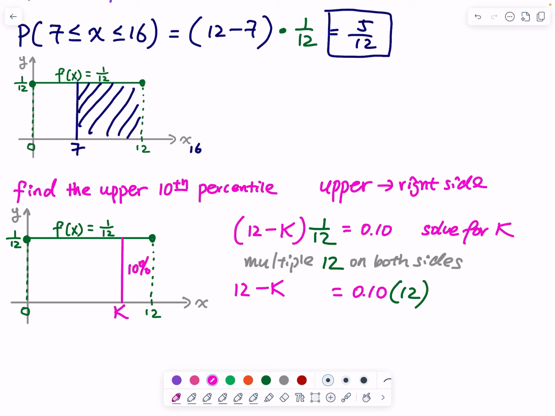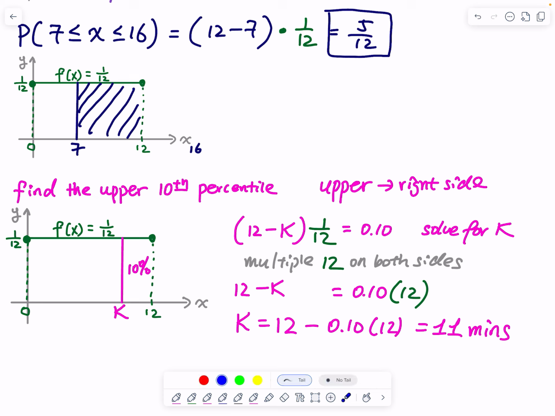And then we need to solve for k. What is k equal to? k is equal to 12 minus the product, 0.10 times 12. What is that equal to? 12 times 0.10 times 12. Let me quickly calculate that. That is equal to 11. 0.10 times 12 is 1.2... so 12 minus 1 is 11. And then this one is in minutes. Okay, so it's in minutes. k is equal to 11.